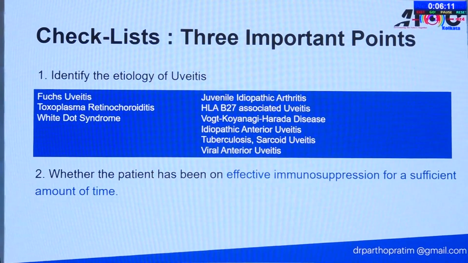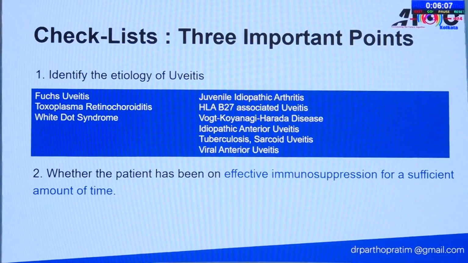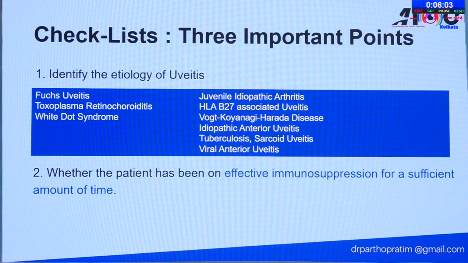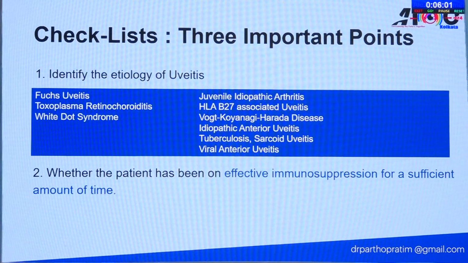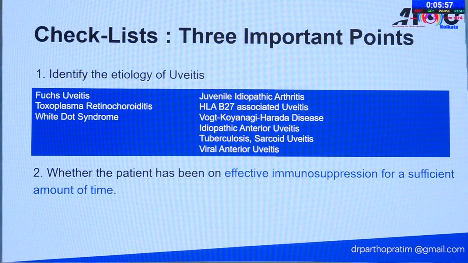The first is to identify the etiology of uveitis. If it is due to Fuchs uveitis, then there is no need of steroid cover. You can directly go for the cataract surgery. If the patient has toxoplasma retinochoroiditis or white dot syndrome, they are less likely to develop recurrence. Whereas on the other side, juvenile idiopathic arthritis, HLA-B27, VKH, and idiopathic anterior uveitis are highly likely to develop recurrences of inflammation after cataract surgery.